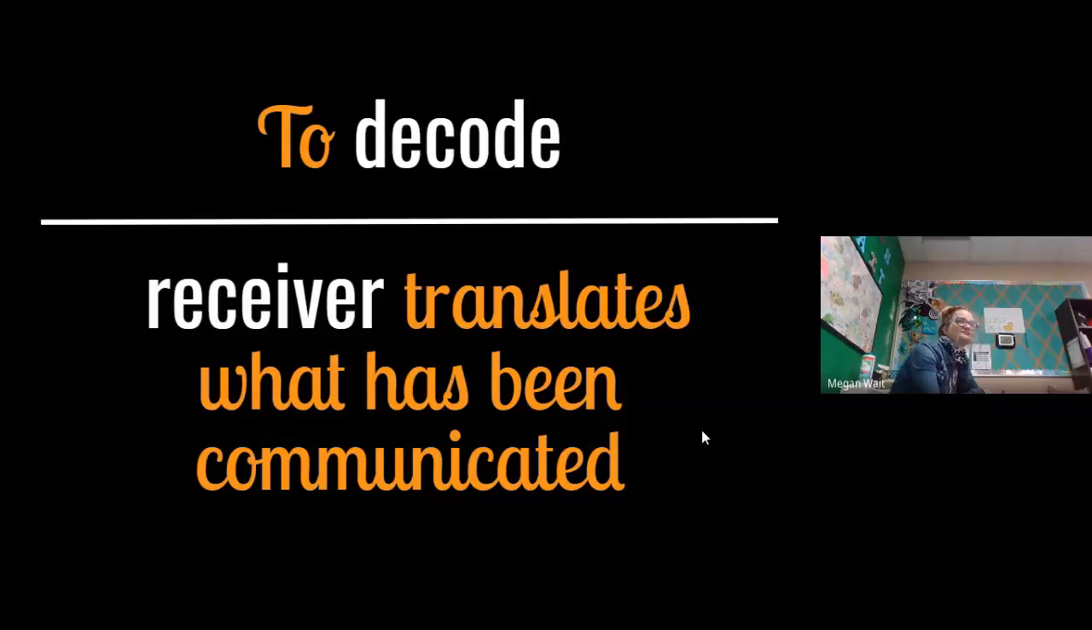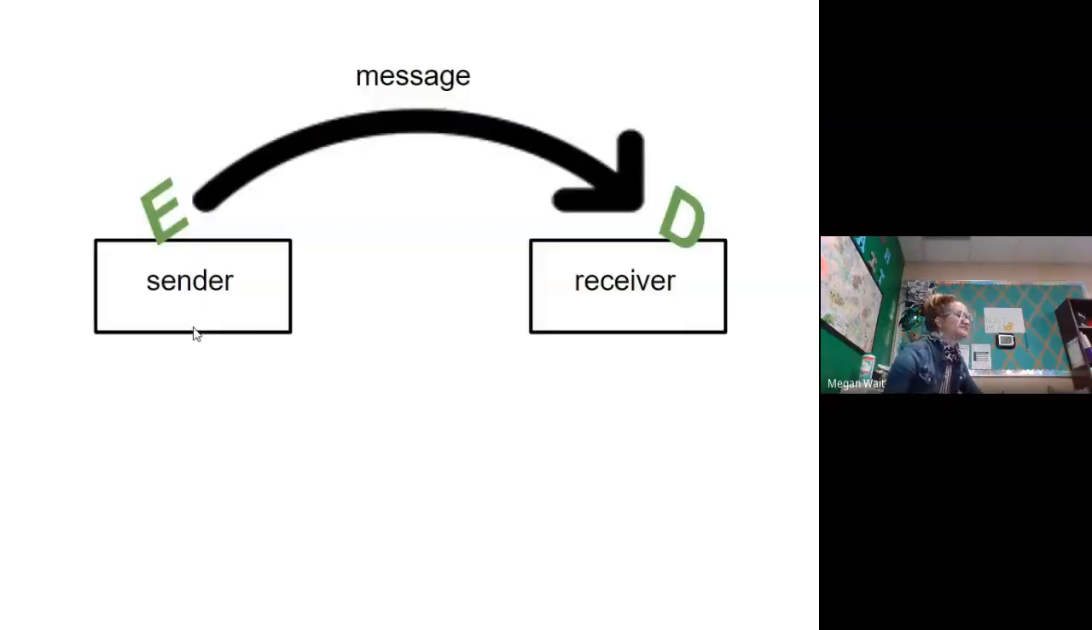So again, looking at our model, the sender's responsibility is to encode the message. Are y'all listening? The sender's going to encode the message. The message is going to be sent to the receiver. The receiver is going to decode that. That is their responsibility. Can you decode the message and misinterpret it? Yes, definitely.